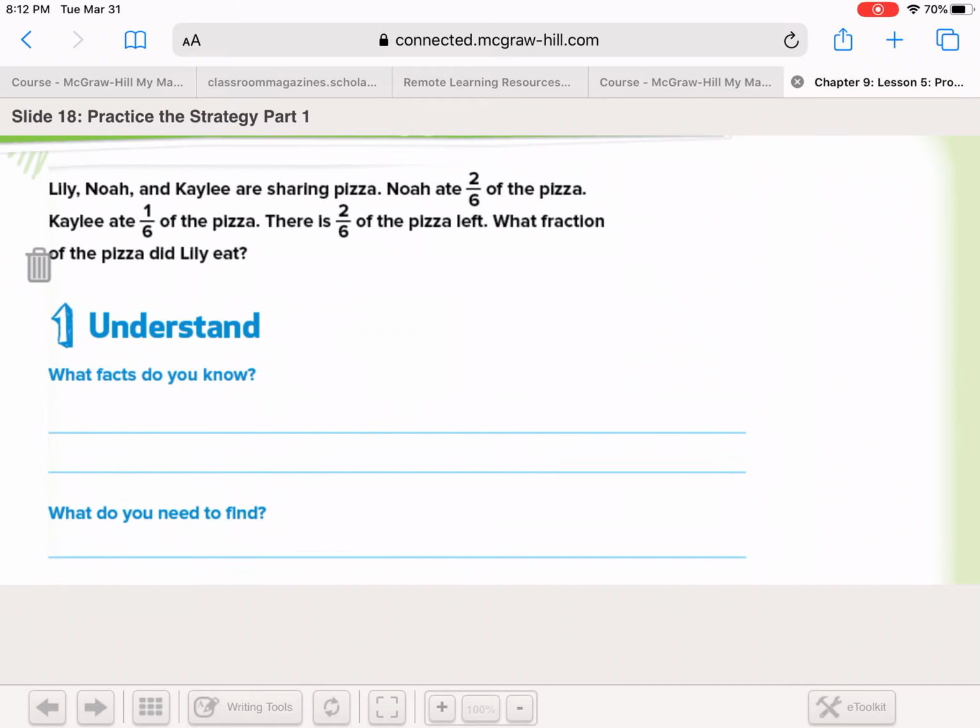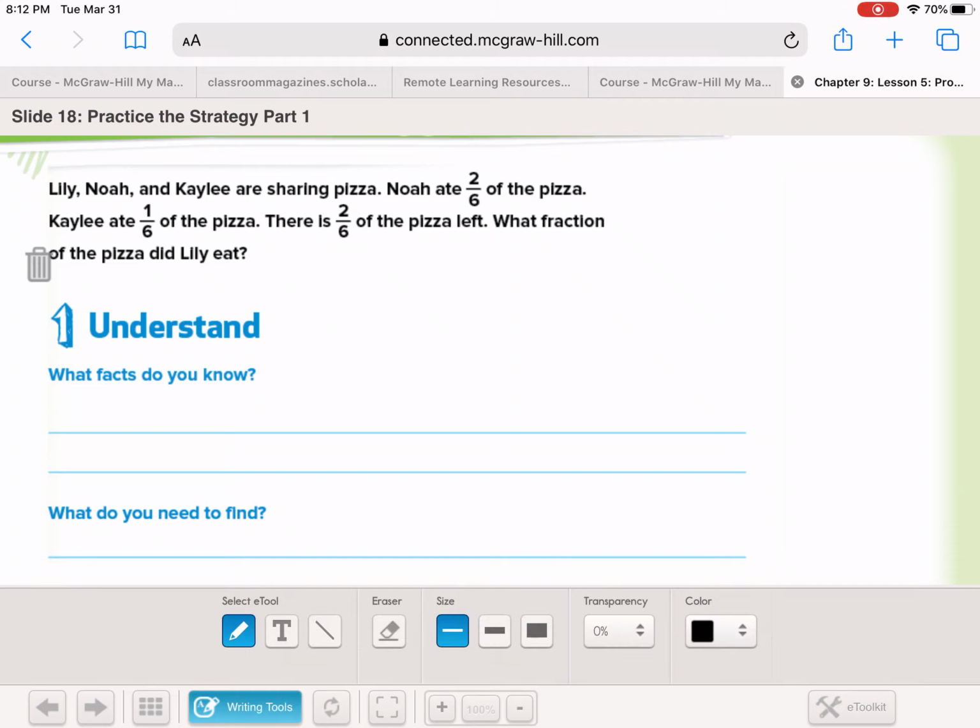So it says Lily, Noah, and Kaylee are sharing a pizza. Noah ate 2/6 of the pizza. Kaylee ate 1/6 of the pizza, and there's 2/6 left. What fraction of the pizza did Lily eat?